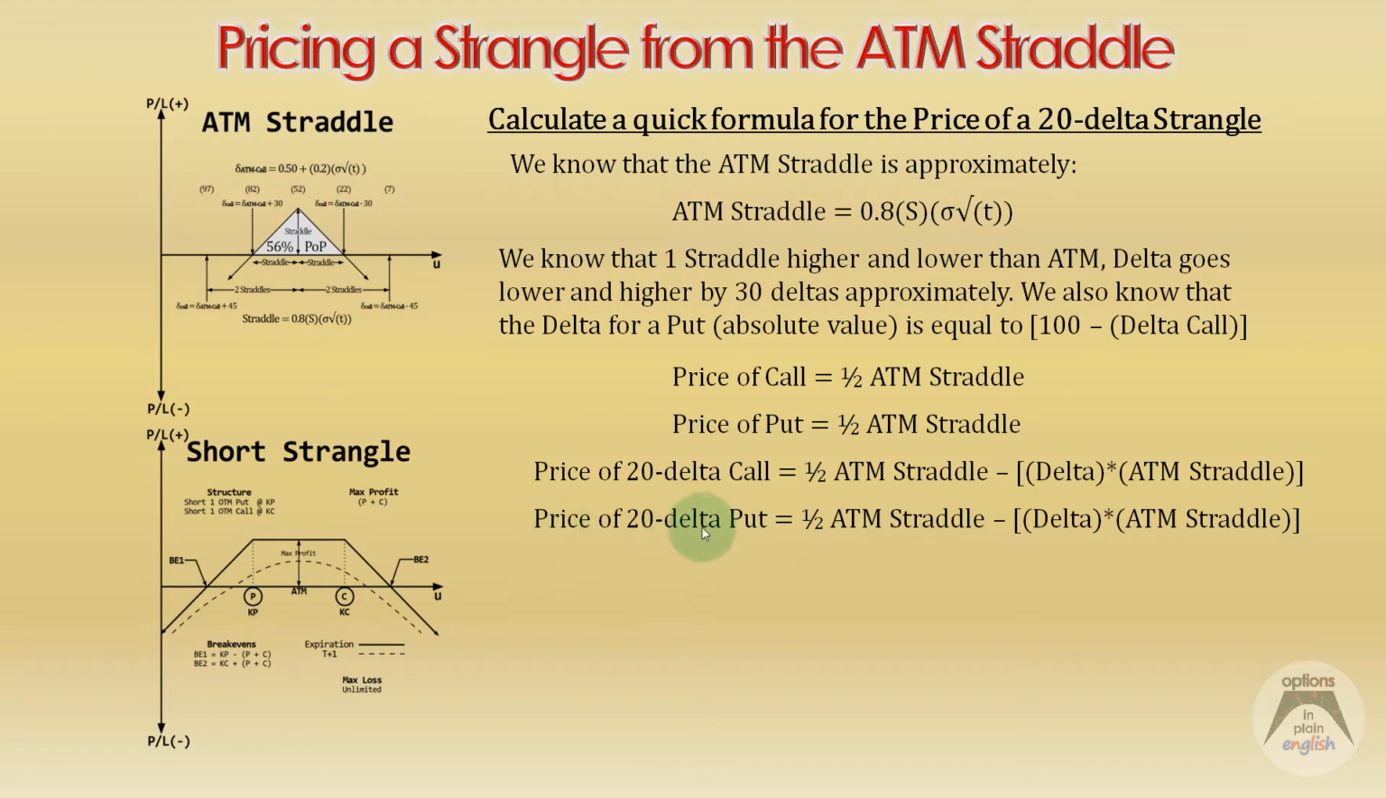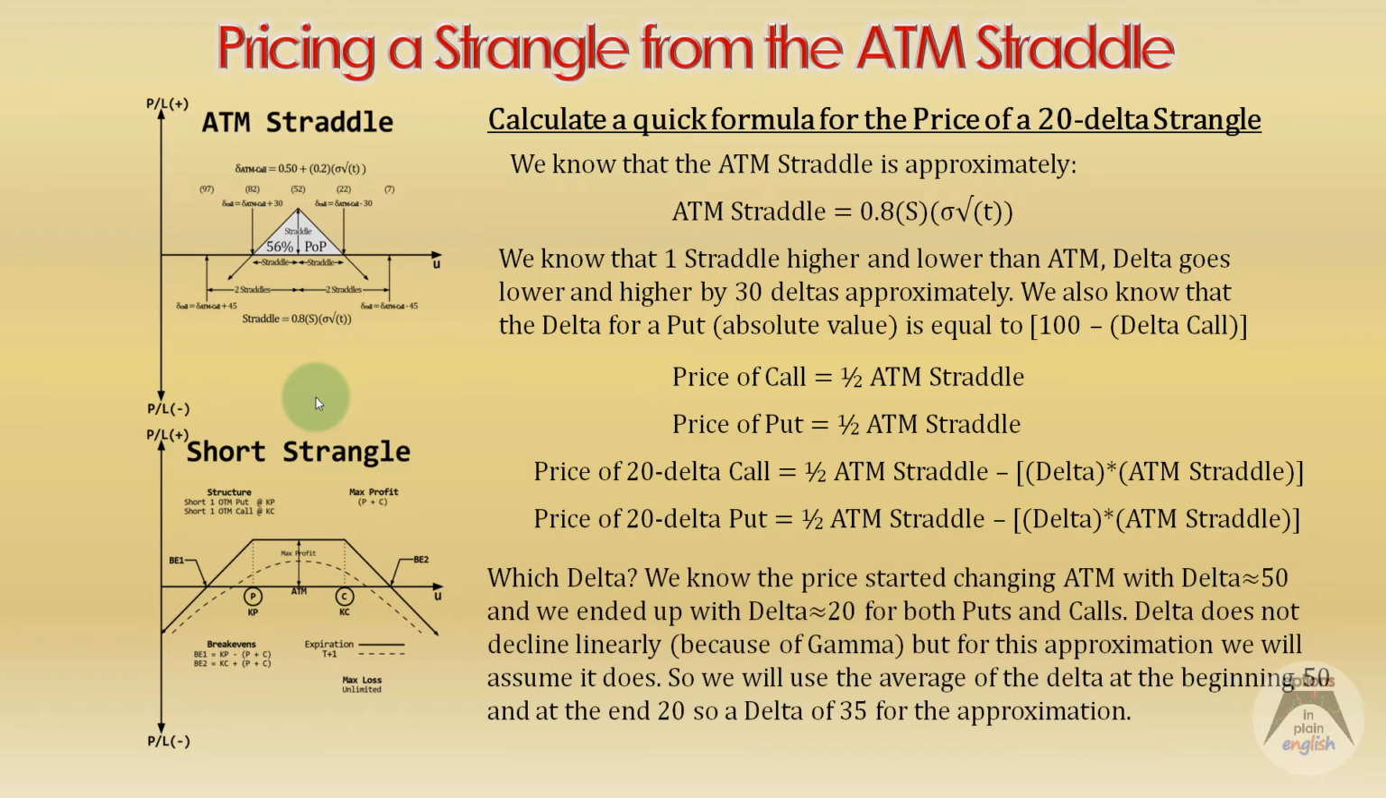Okay, the 20 delta put is going to be an approximation that's the same as the call. It is 1/2 of the at the money straddle. We start right here, and then we move lower by one at the money straddle. So 1/2 of the at the money straddle minus a delta multiplied by the at the money straddle, which is the distance that it moved to get to the delta 20 put.